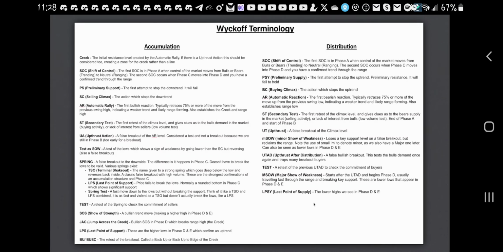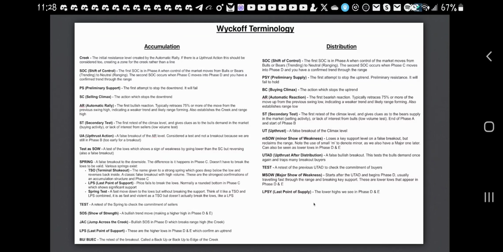A spring test also doesn't take out the low, but it moves violently towards the low. It's designed to shake people out before the low. So price moves down really fast, lots of volume. It seems like it's going to break down, but it actually doesn't. Then we have tests, and you have tests, as I said, all the time. But after your spring, you have a specific test to confirm it was a spring.